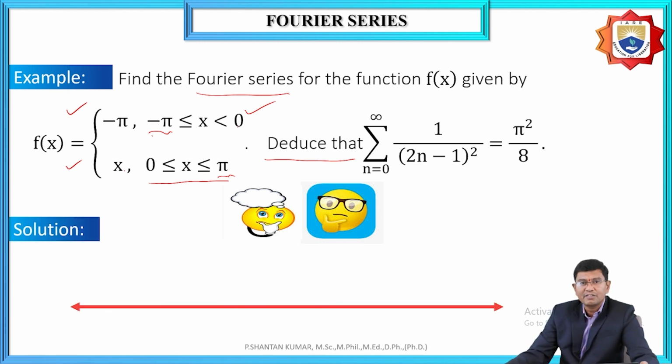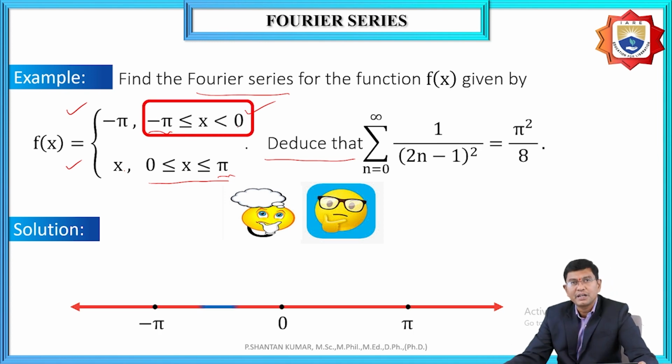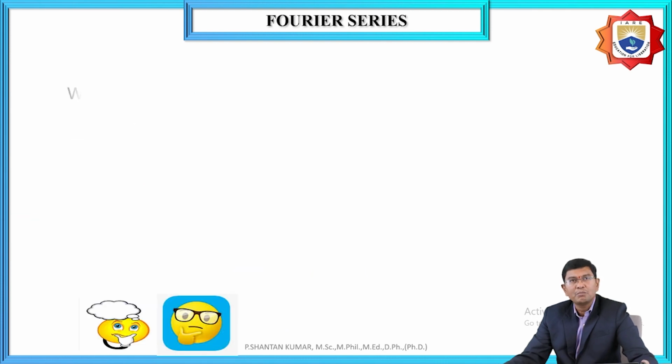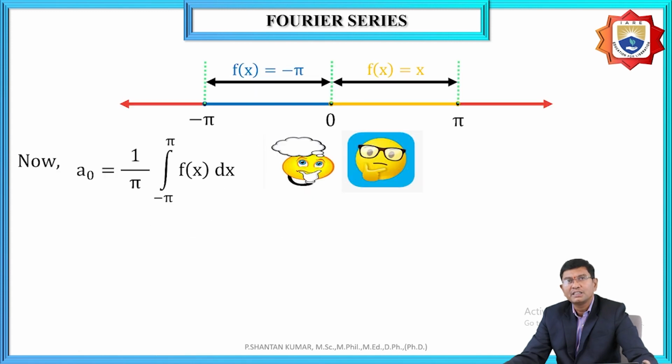And here f of x, clearly according to this graph, from minus pi to 0 the value is minus pi, and from 0 to pi the graph of the function is like this. Therefore, it is not equal like the functions. And based upon this, it is a neither function.